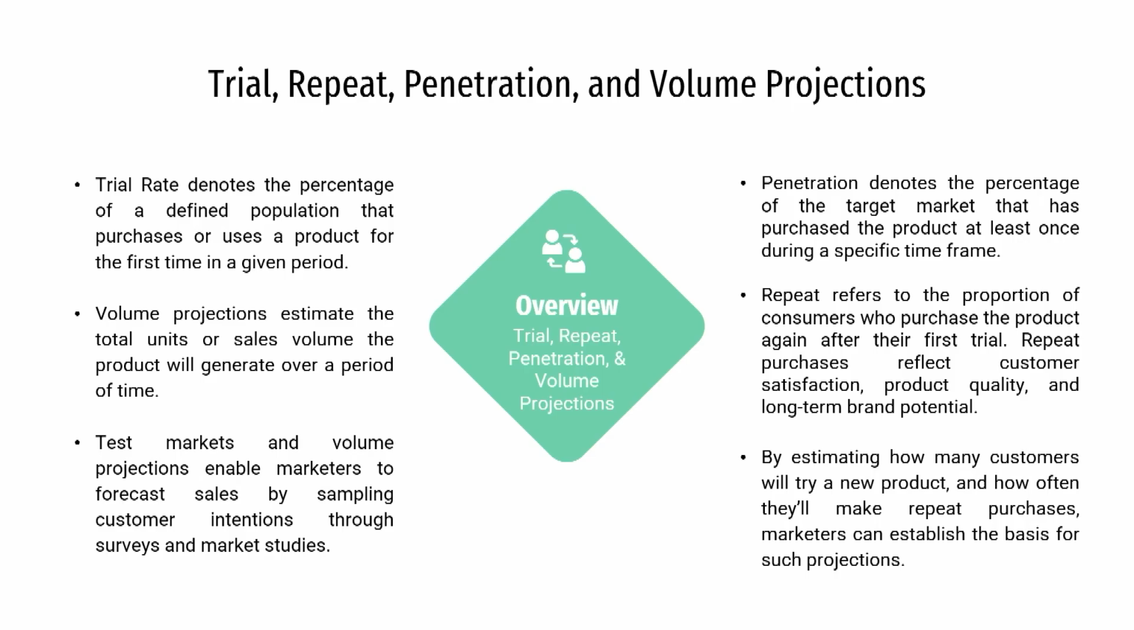First, let us try to understand what is called a trial rate. A trial rate denotes the percentage of a defined population that purchases or uses a product for the first time in a given period of time. Say you have launched a product and one customer is purchasing the product for the first time. If you are launching the product in this particular year, all your purchasers will be your trial purchasers. So, whoever is not a repeat purchaser is called a trial purchaser.